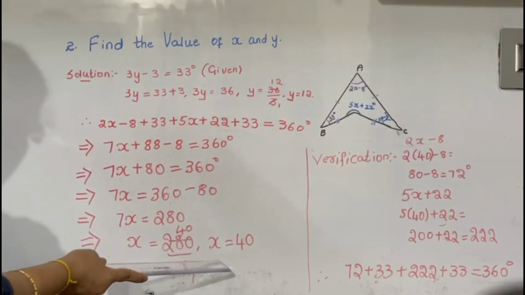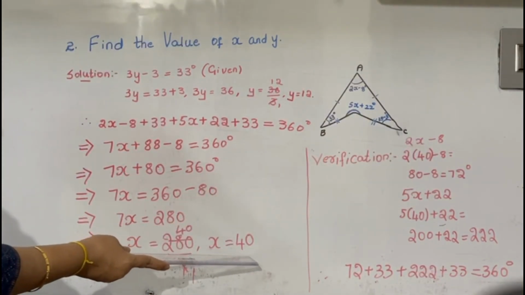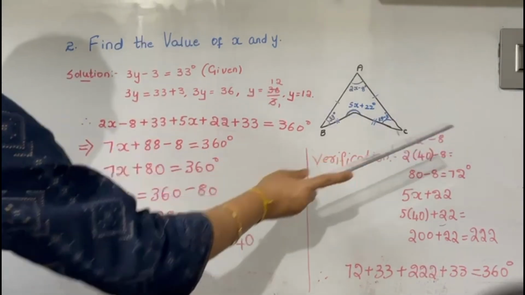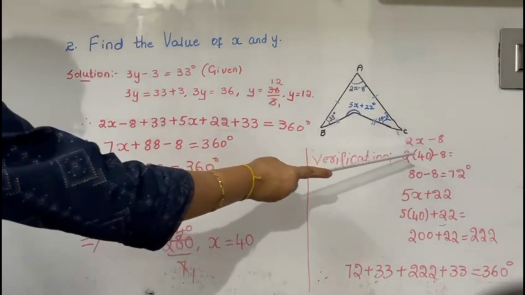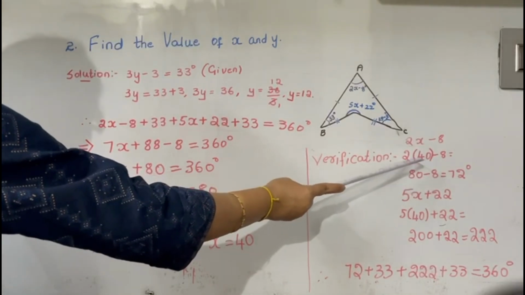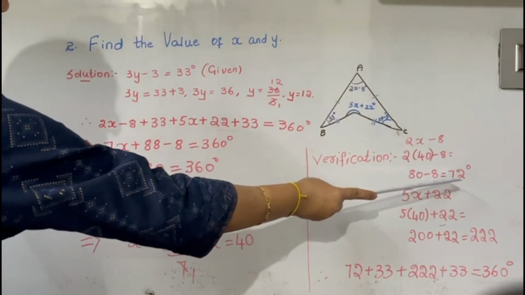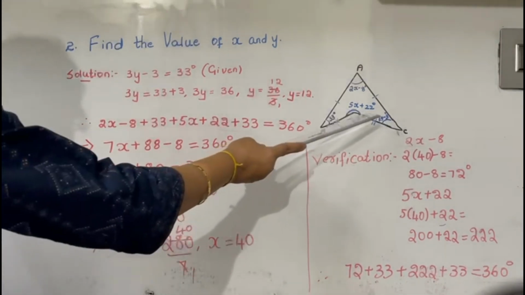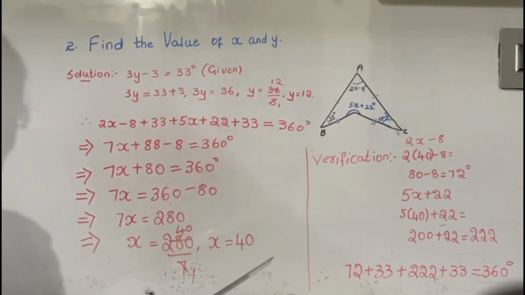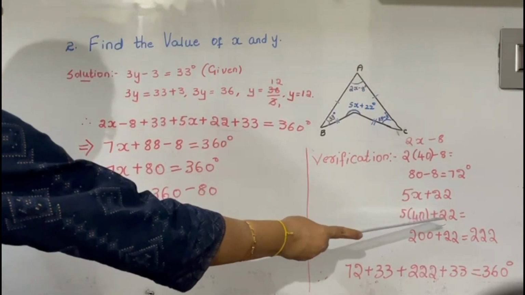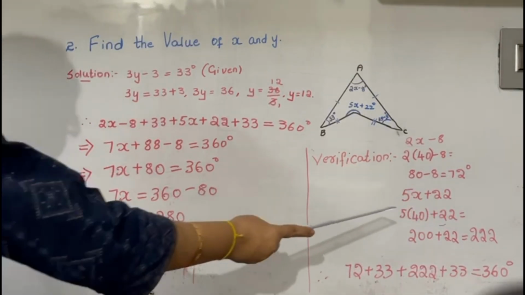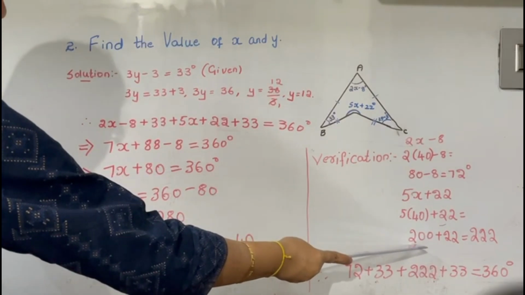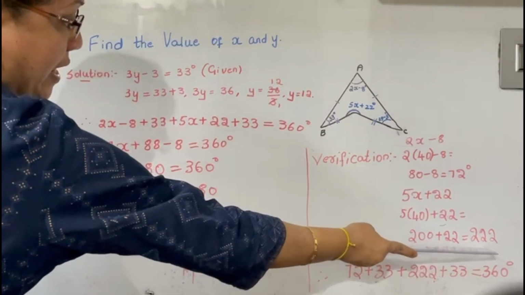2 into x, that is 40. 2 into 40 minus 8. 2 4s are 8, that is 2 40s are 80 minus 8. You got the value as 72 degrees. Here, 5x plus 22: 5 into 40 plus 22. 5 4s are 20, 5 40s are 200 plus 22.